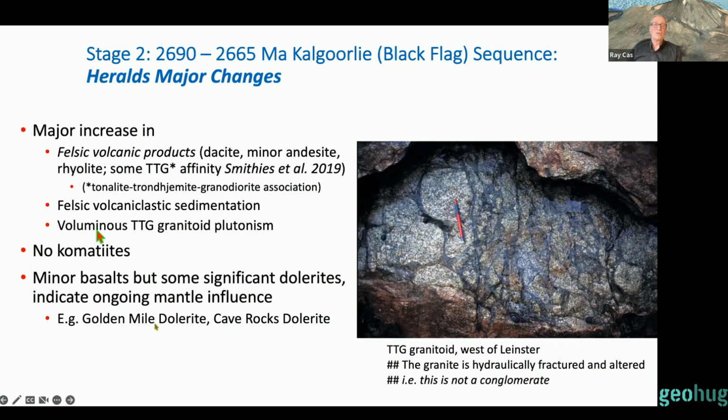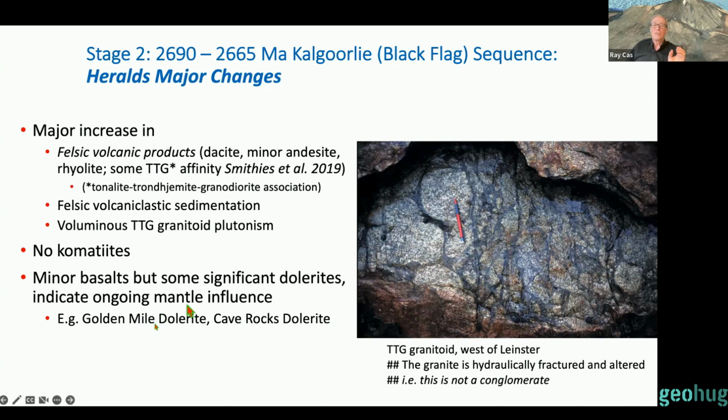And this, as I mentioned, is the time when TTG granitoid plutonism really kicks in. No Komatiites, there are still basalts intercalated in the general stratigraphy, and also some associated comagmatic dolerites, which are really important in terms of ore deposit prospectivity, including, of course, the Golden Mile Dolerite in Kalgoorlie and the Cave Rocks Dolerite down at Kambalda.